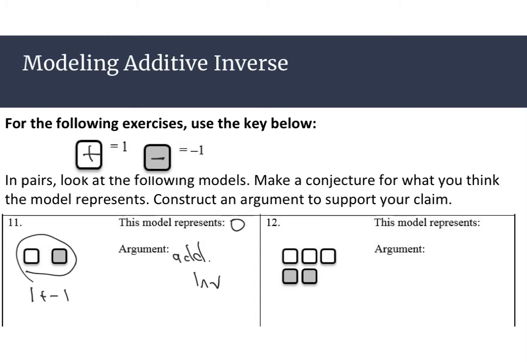Okay, right here, this model represents, well, I have 3 positives and 2 negatives. So I have a 0 pair here, and I have a 0 pair here. So this model represents 1, and my argument is 3 plus negative 2 equals 1 because of the additive inverse.